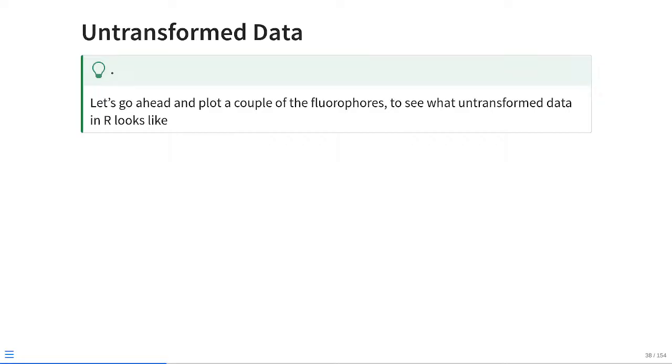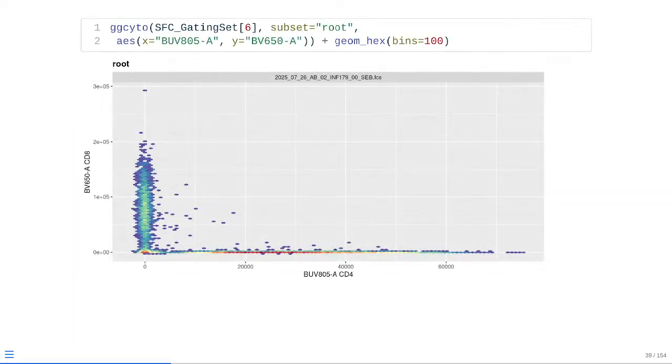So far we've only visualized forward scatter, side scatter, which are on a linear scale, so they're not necessarily going to need to be transformed. But let's go ahead and check a couple of the fluorophores, those that we would normally associate as needing to be transformed. Within our untransformed data, it will look very similar to this.